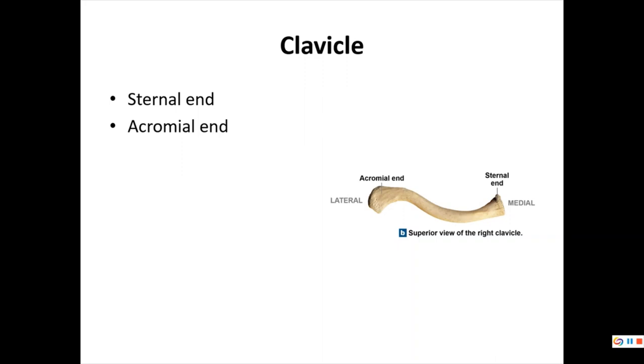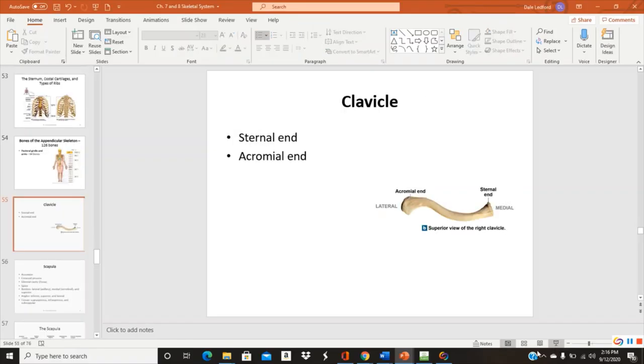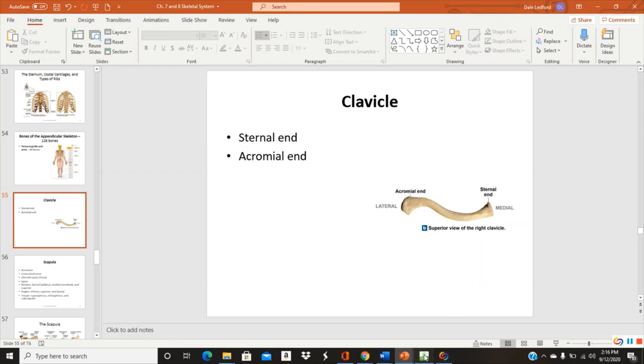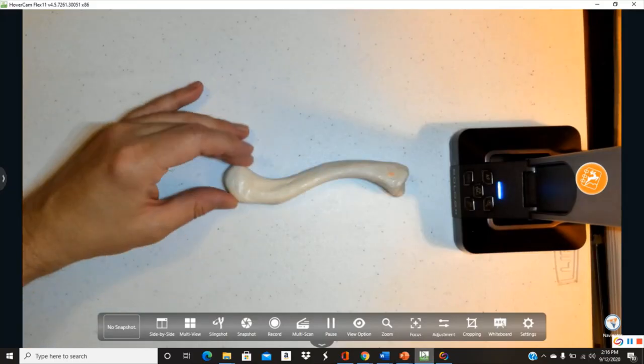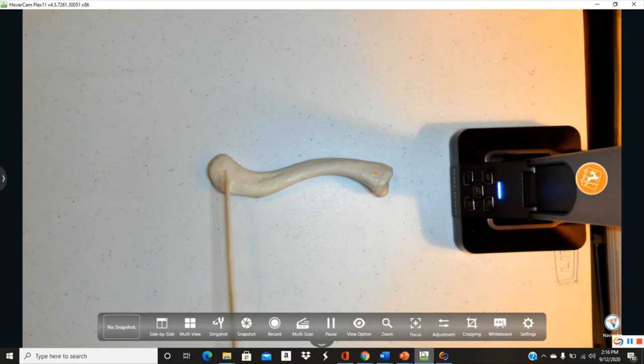First thing, I need you guys to be able to identify a clavicle. Diagrammatically, we can see what a normal clavicle looks like. And I'm going to take the model I have. Mine is actually a left clavicle. This one's a right on the picture on the screen now. We're going to look at the sternal and acromial end. So as you can see, this one is a right. The one I have here is a left clavicle, with its sternal end and acromial end.